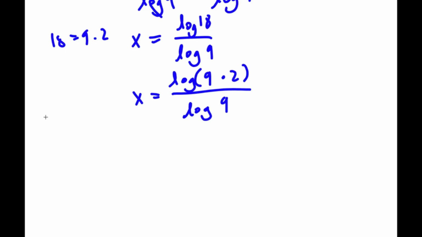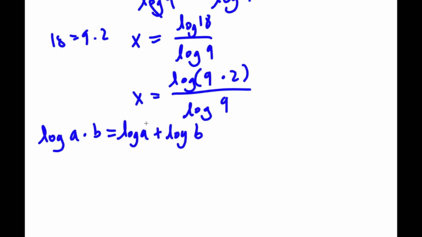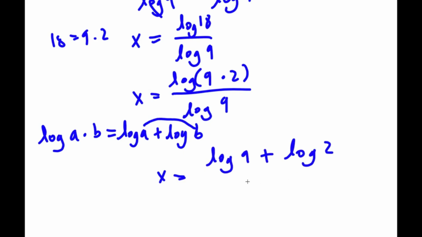So now, if I have a logarithm in the form log a times b, this is actually equal to log a plus log b. Because remember, if you didn't already know, when you're adding logarithms, you're technically just multiplying the two numbers in front of the logarithms. So now log 9 times 2 is going to equal log 9 plus log 2.